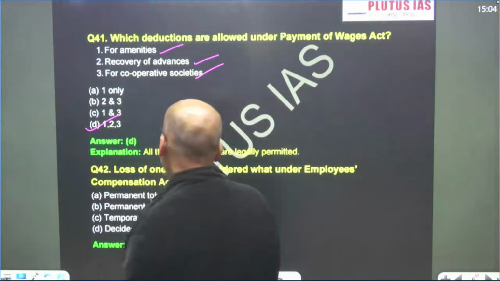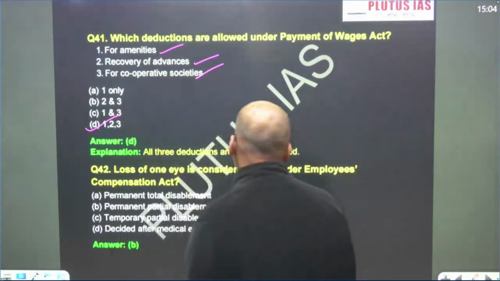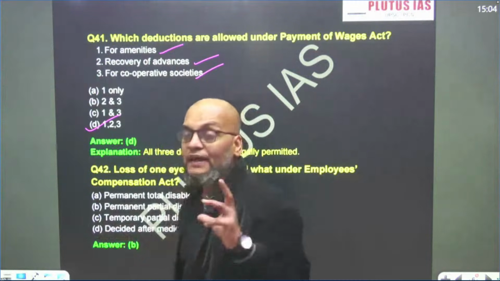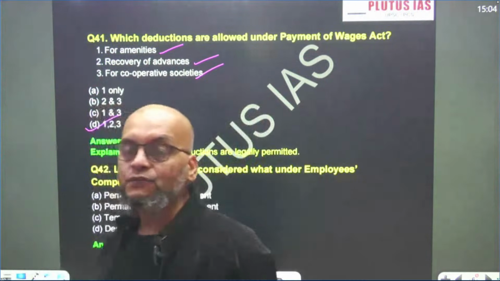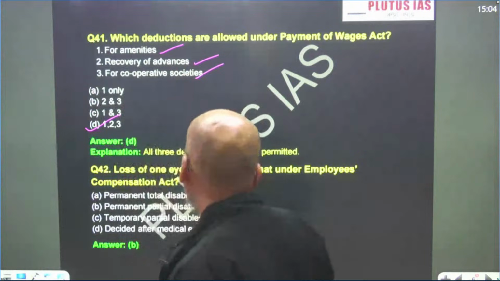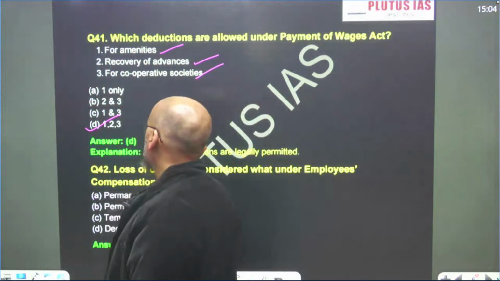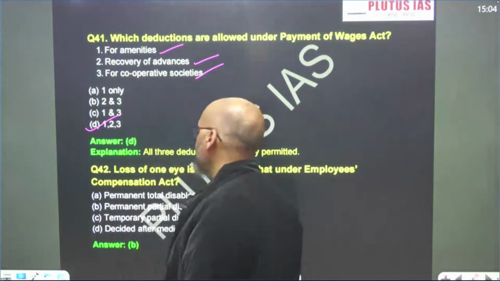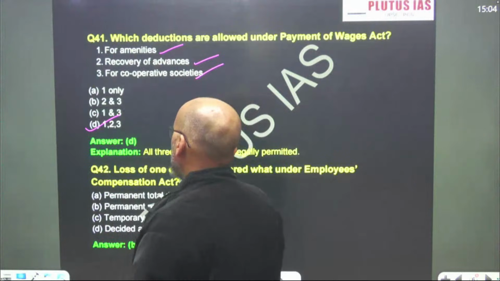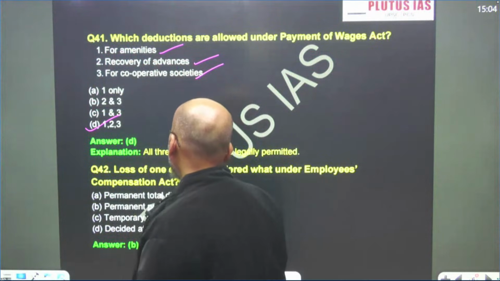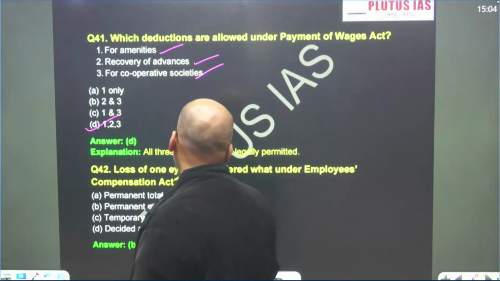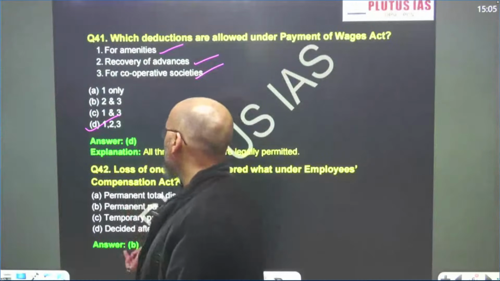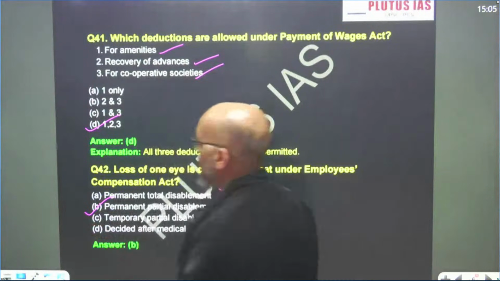Next is, loss of one eye is considered what under the Employees Compensation Act? So if an employee loses one eye, blindness from one eye, it is considered as what? Option 1, permanent total disablement, no. B, permanent partial disablement. C, temporary partial disablement, no. Decided after medical exam, no. So option B is correct, that is permanent partial disablement.